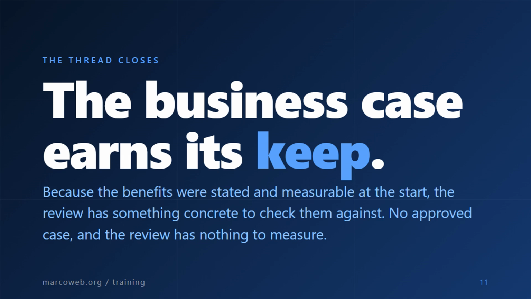And here the thread from Lesson 1 closes. Because the benefits were stated and measurable at the start, the review has something concrete to check them against. A project with no approved business case leaves the review with nothing to measure, which is why the two lessons are two ends of the same thread.